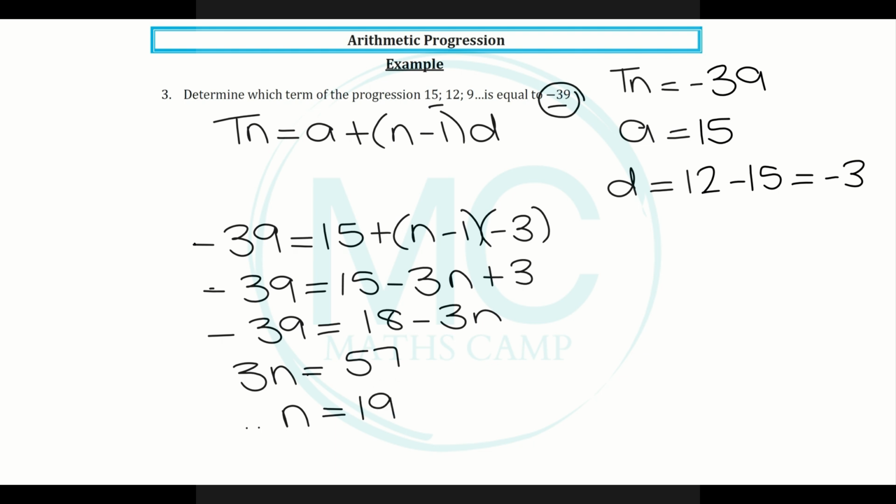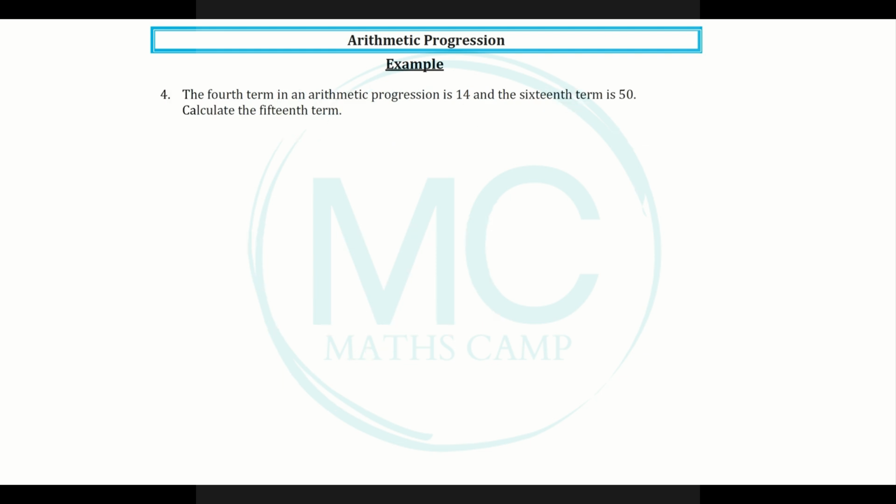Let's do one more. The fourth term in an arithmetic progression is 14, and the 16th term is 50. Calculate the 15th term.